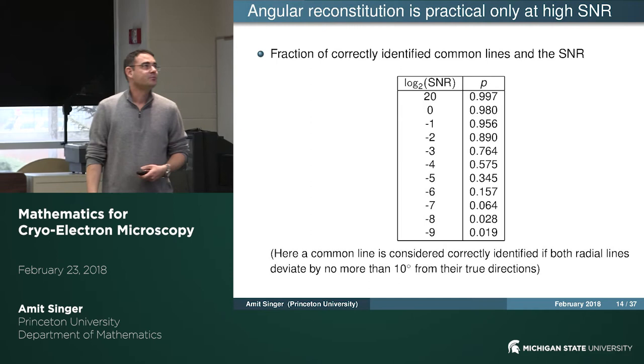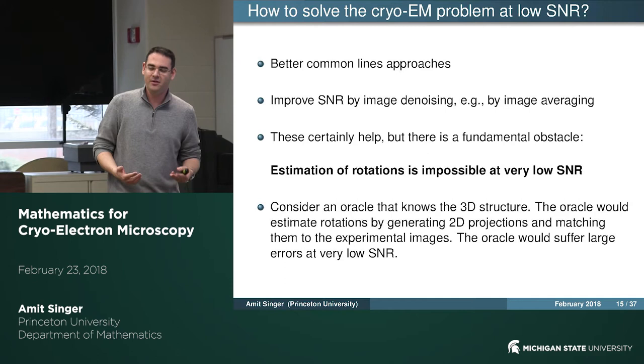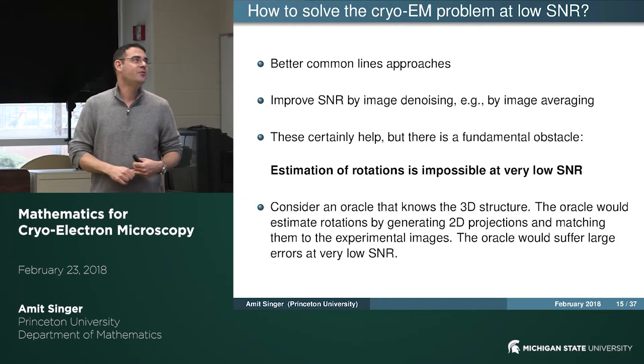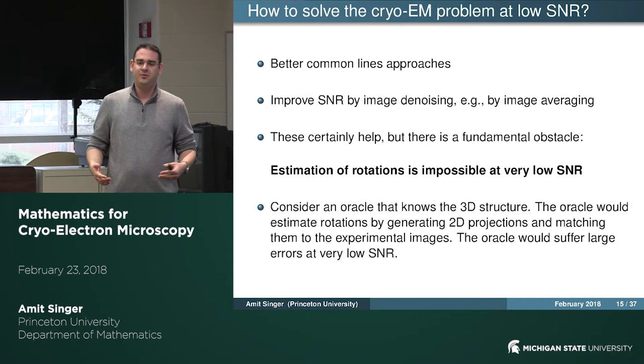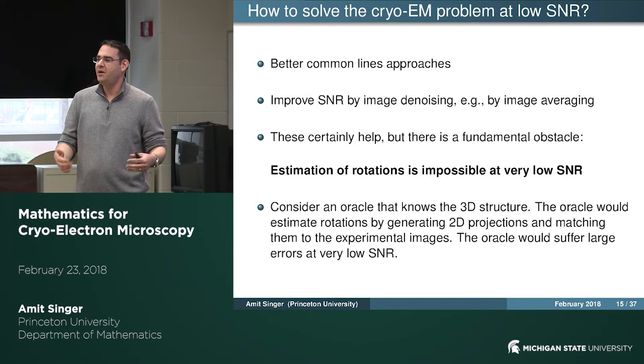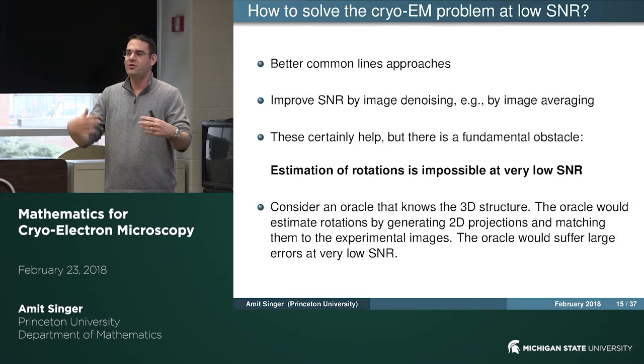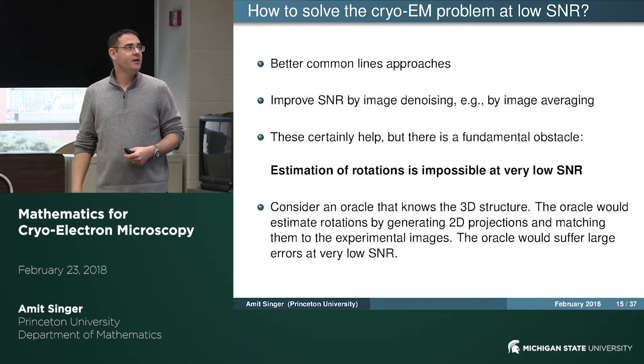And so this raises the question of how we solve the Cryo-EM problem at low SNR. Because low SNR is the regime that we care about, since it's what is typical for experimental images. One way to try to do it is to design better common line approaches that would not just start from 3 images and then add a 4th image, 5th image, and so on, but somehow take all the common line information from all pairs of images and find a solution that is consistent.